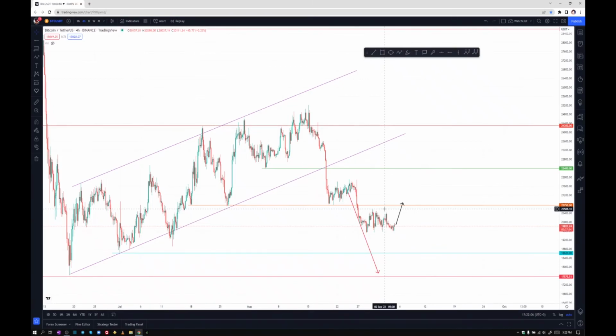One thing is for sure, we're going to go towards the downside, so make sure you capitalize on that, and if you decide to trade this, make sure you use proper risk management. Besides that, that's it for Bitcoin. This is what we should expect from Bitcoin for the next week.